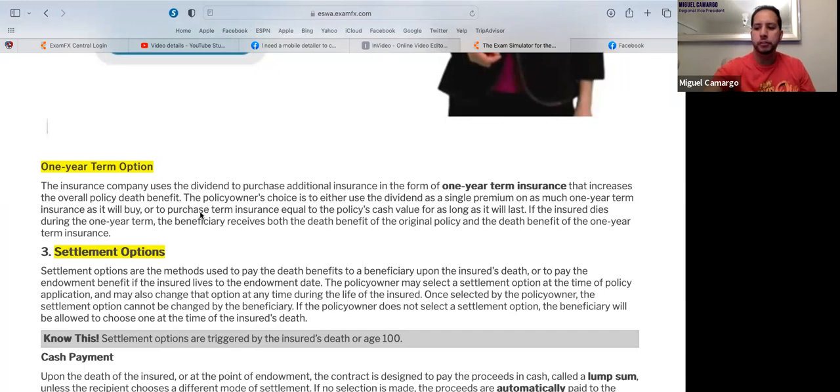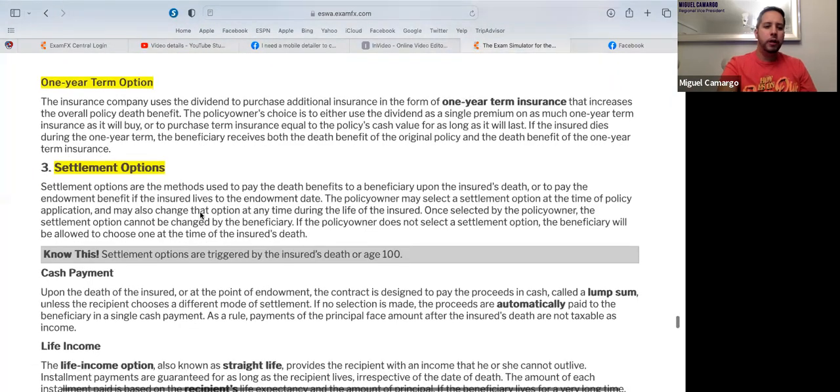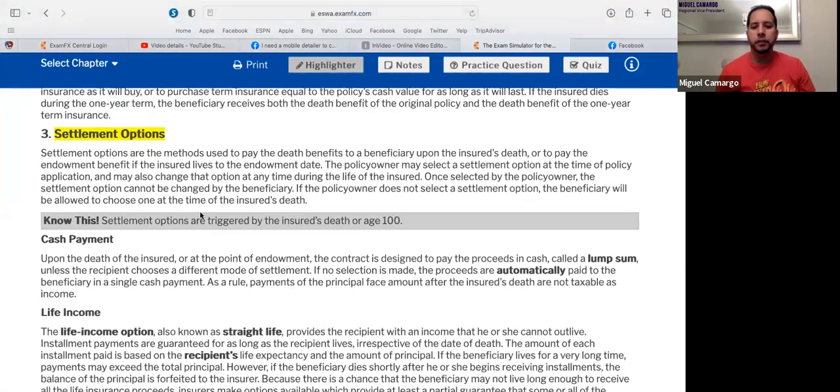Any questions on this? No? We're good? All right, we're coming down the stretch, guys. The next and the last acronym I've got for you is called settlement options.